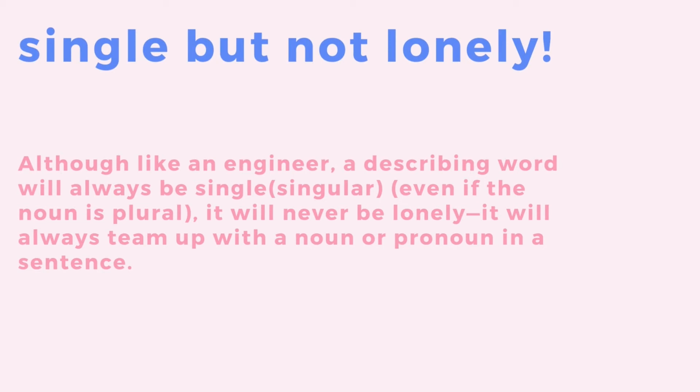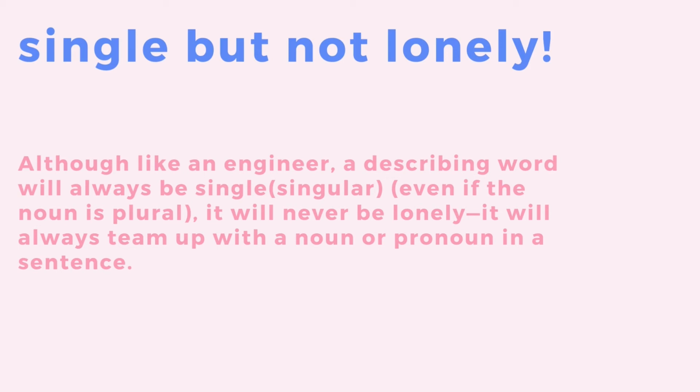Well, like an engineer, a describing word will always be single, read as singular, even if the noun that it is describing is plural, it will never be lonely. That is, it will always team up with a noun or a pronoun in a sentence. We never use an adjective in a sentence without the associated noun or pronoun along with it.